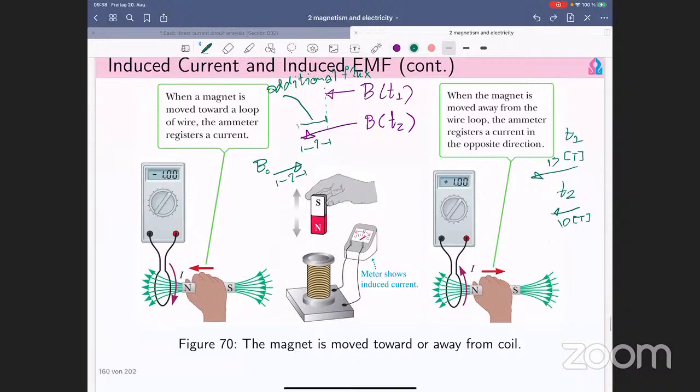That's B1, and here is B2, and of course I need to generate the additional magnetic flux in this direction, with the amount of 7 Tesla.